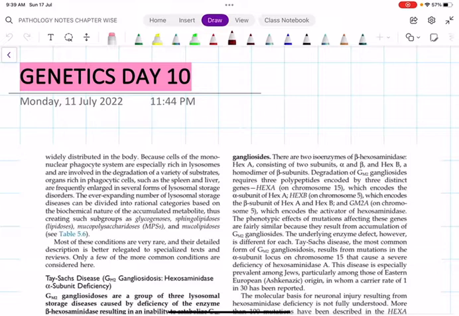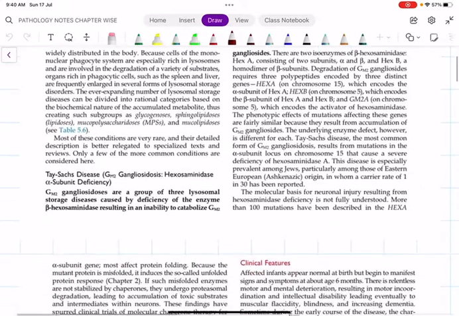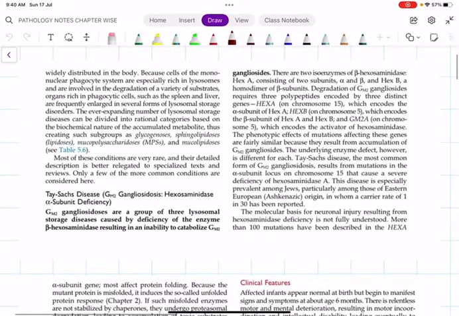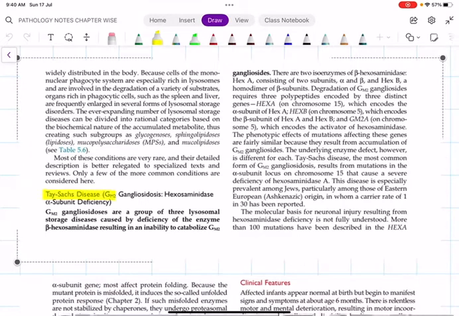Today we are going to discuss some of the lysosomal storage disorders and some of the sphingolipidoses. Out of that, the most important one, the commonly asked question, is Tay-Sachs disease. Remember, Tay-Sachs disease is one among the many disorders which come under a broad category called GM2 gangliosidosis.